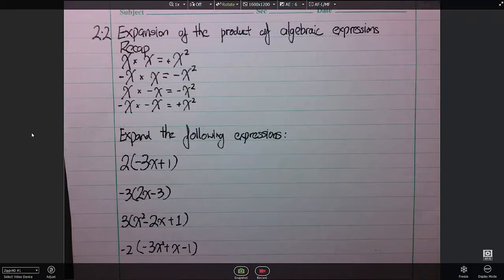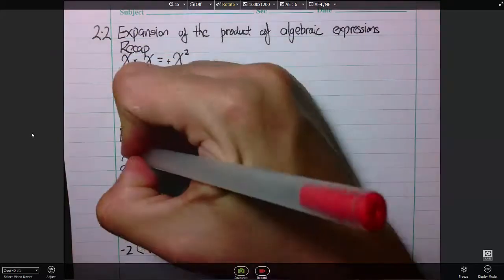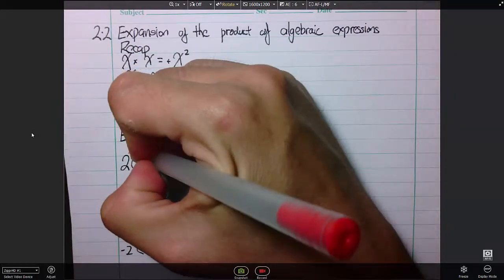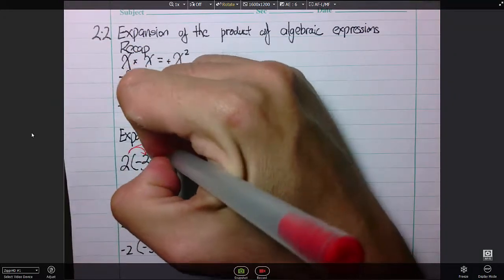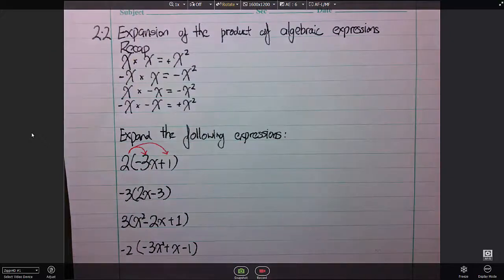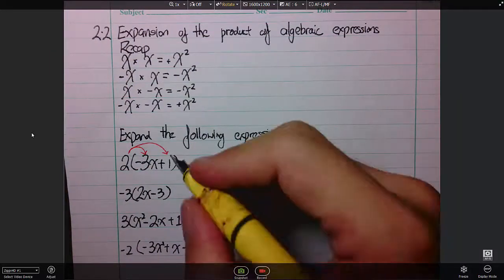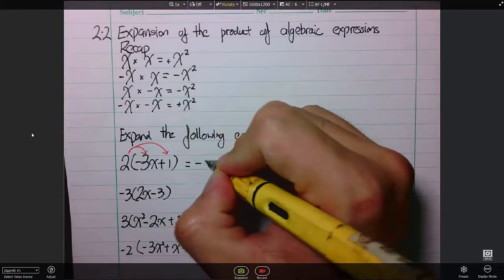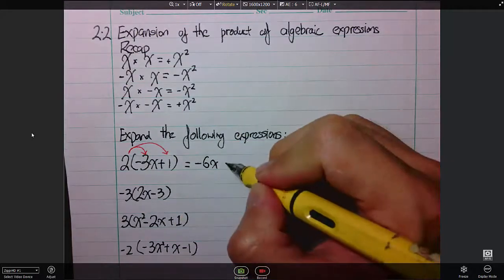Now that we have recapped the simple algebra from Secondary 1, I will expand the following expressions, starting with the first one: 2 times (negative 3x plus 1). We know that when we open the brackets, we have to apply the 2 here, and we also apply the 2 to the next term over here. So 2 times negative 3x simply gives me negative 6x. 2 times 1 gives me 2.